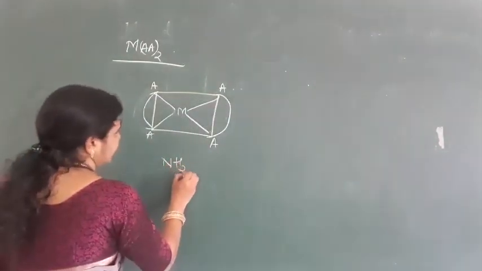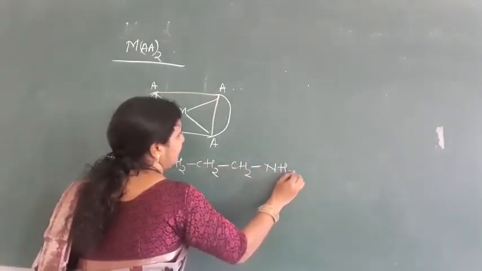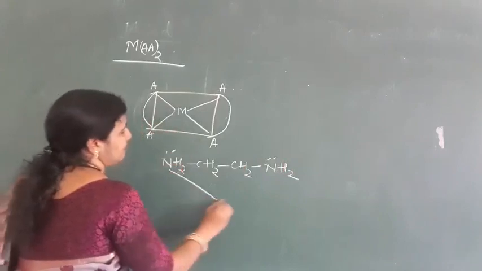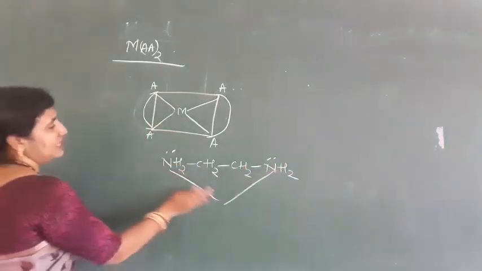Do you remember, this is NH2 CH2 CH2 NH2. This is ethylene diamine. Both donor atoms here are what? Nitrogen. This is ethylene diamine, a symmetrical ligand.